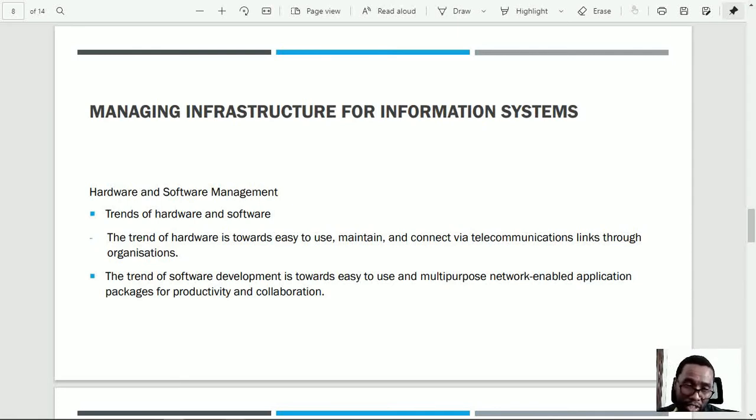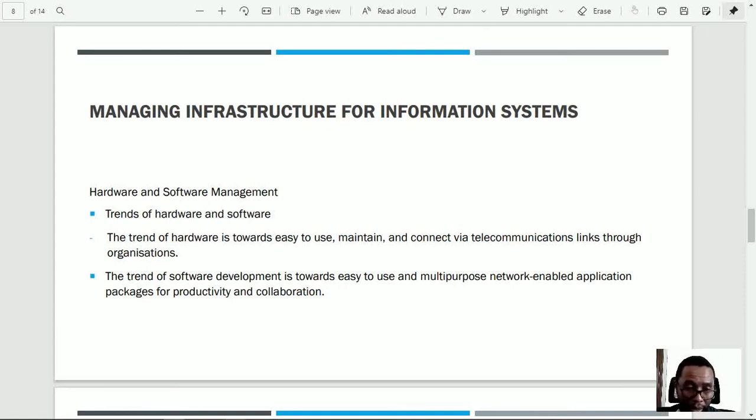Number one, we need to understand the current trends of hardware, and also the current trends of software. Why is it important? So that our business or organization can perform well or competitively, move with other big companies, or have a competitive advantage. So it's very important for us to know the current trends, or what is currently being used in the industry. Here I just said that the trend of hardware is towards easy to use, maintain, and connect via telecommunication links.